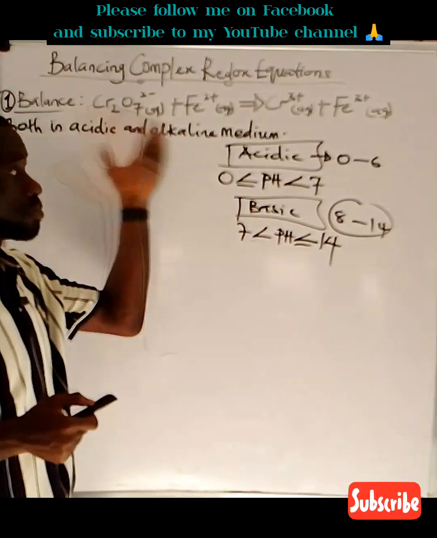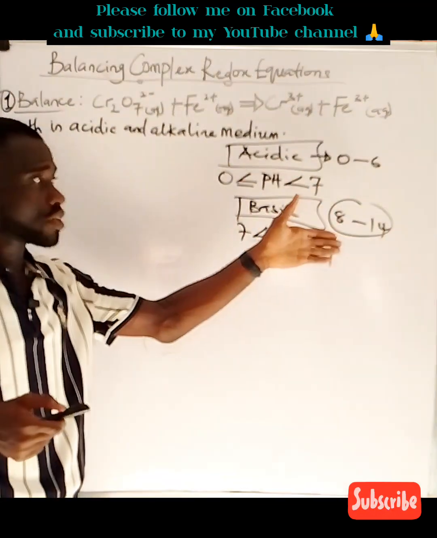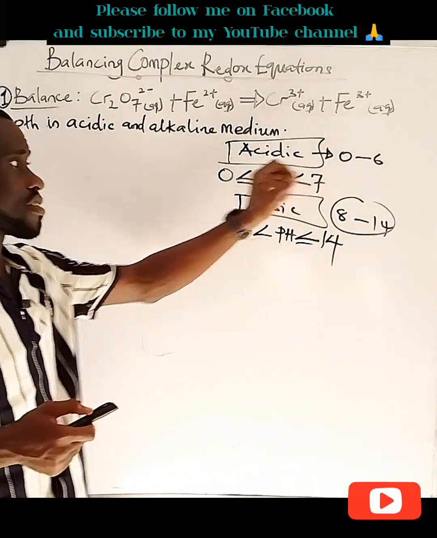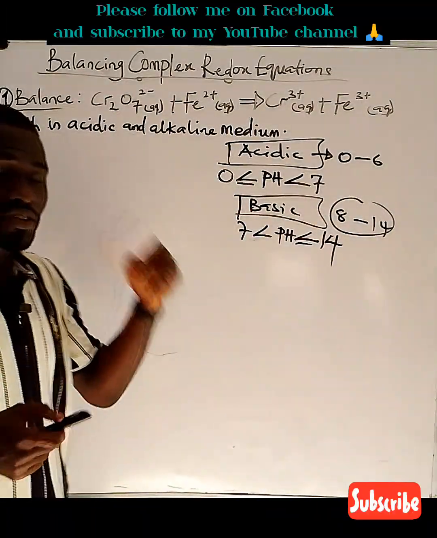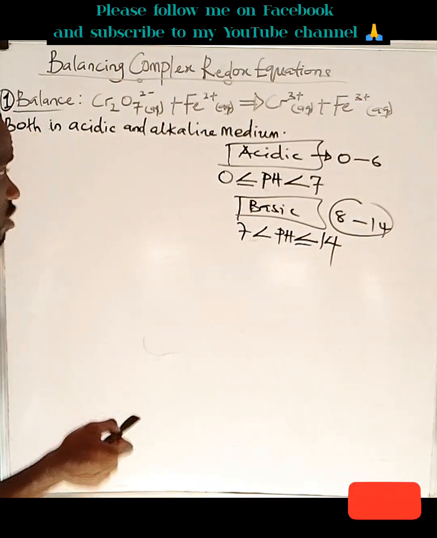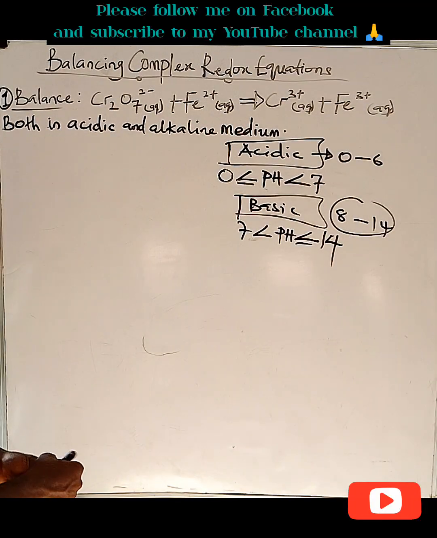Sometimes we're not going to be told, we're just going to be given a pH. So if you're given a pH between 0 to 6, it is acidic. If you're given a pH between 8 to 14, it is alkaline. A pH of 7 is neutral, just like the set of ones we worked on previously. So that's the first thing.